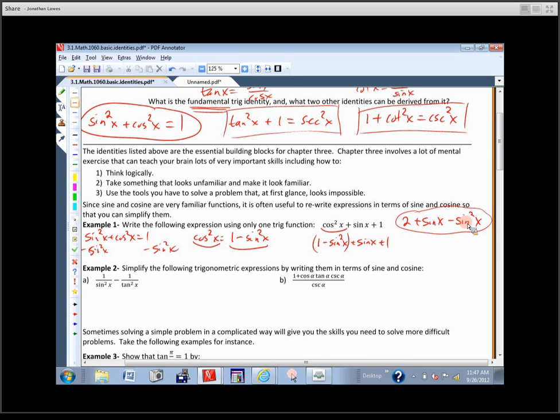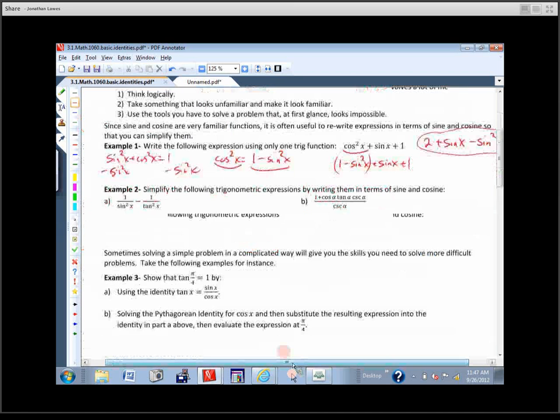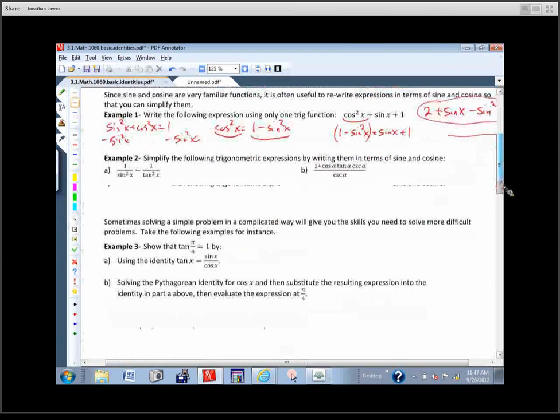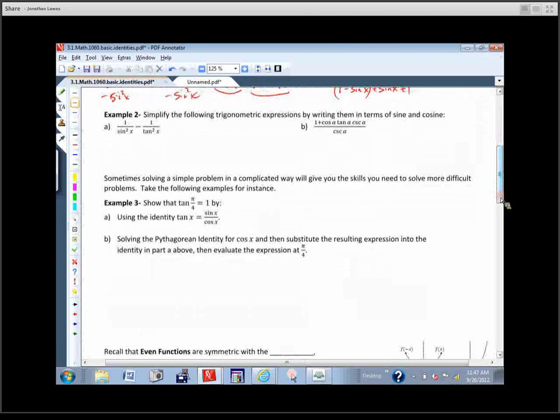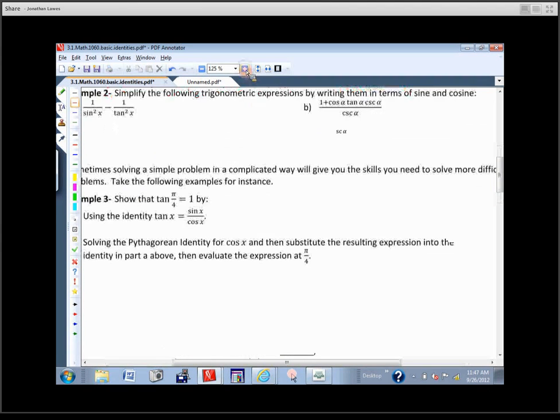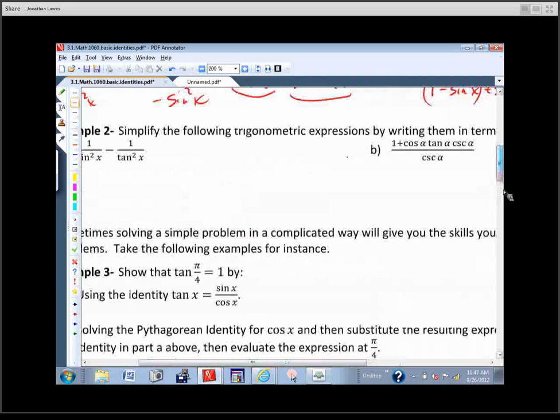Any questions? Okay. So let's take a look at the next set of problems. It says simplify the following trigonometric expressions by writing in terms of sine and cosine. This is a really good skill, writing in terms of sines and cosines. It's not that you always do this, but it's one of the things that in many problems makes them easier to work with. So we're going to take this and write everything in terms of sines and cosines. So I'm going to zoom in on this part right here.